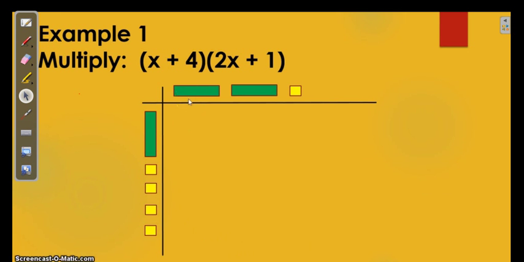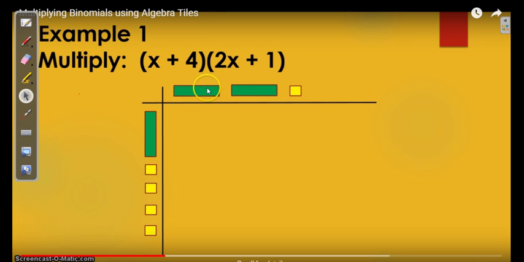Okay, I just want to reinforce the setup here. So we have x plus 4 times 2x plus 1, right? They introduced to you earlier that an x is represented with this, right? And then you have plus the 4 small tiles, right? And then when you have the 2x, you have 2 of the bars plus 1 of the small tiles. Are we okay with that? So this is how they represent it.